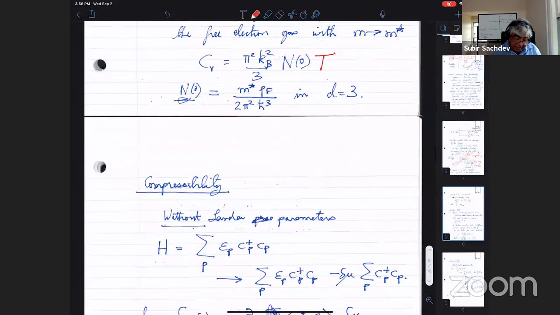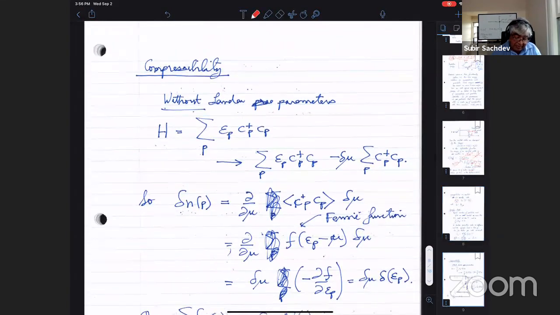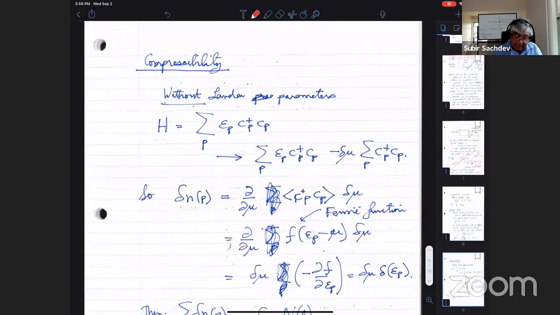On the other hand, for the compressibility, what happens when you change the chemical potential a little bit, just a tiny amount?